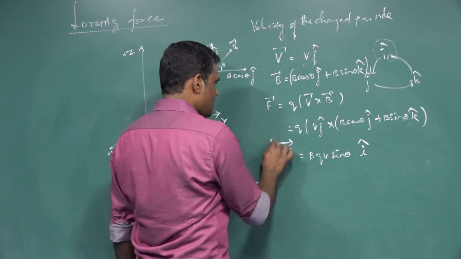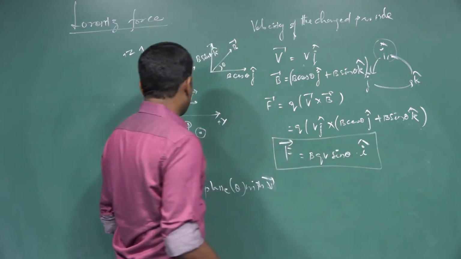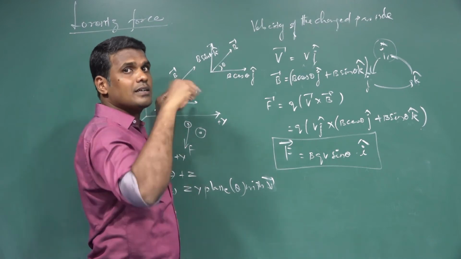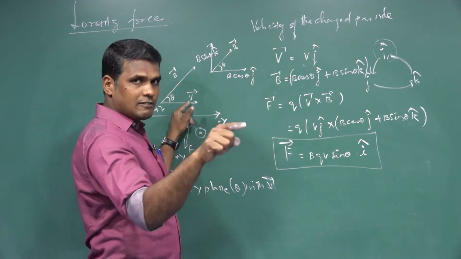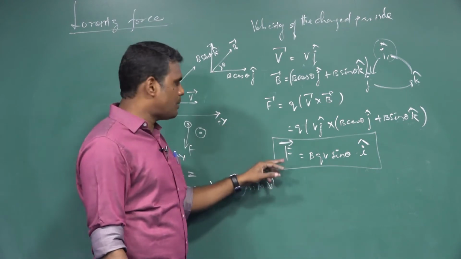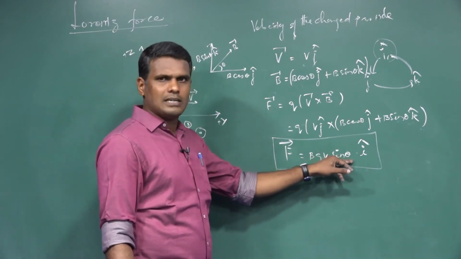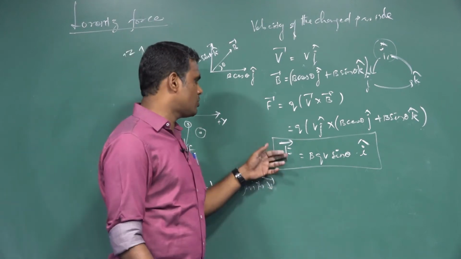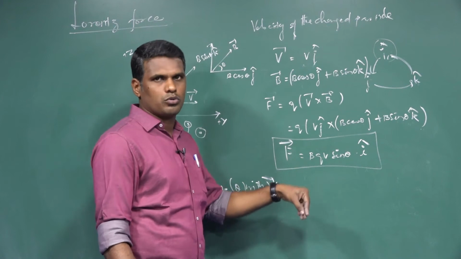So if a charged particle is moving by making some angle theta with the magnetic field, or magnetic field is making some angle theta with the direction of motion of the charged particle, then the force acting on the charged particle is given by F is equal to BQV sin theta. If theta is 45 degree, what is sin 45? 1 by root 2. So force will be equal to BQV by root 2.